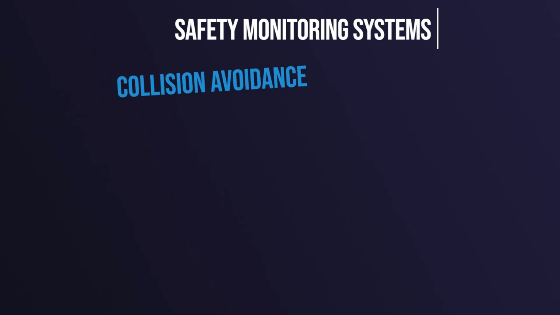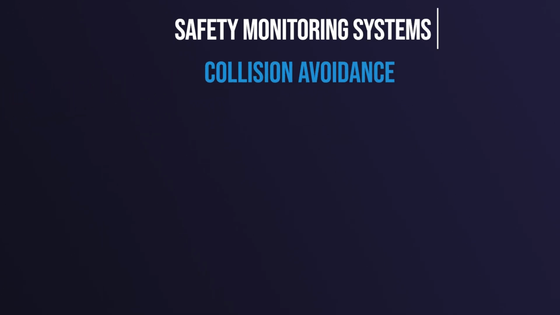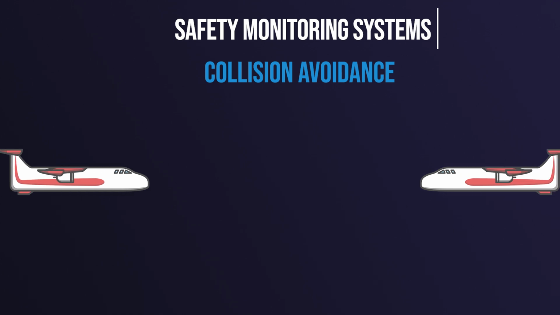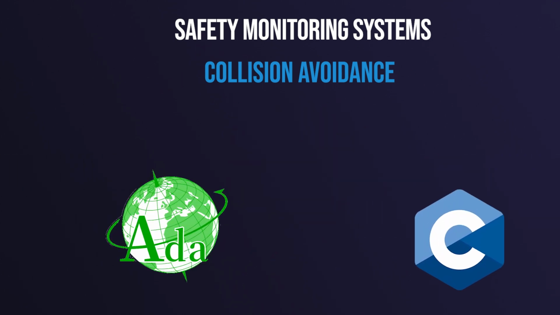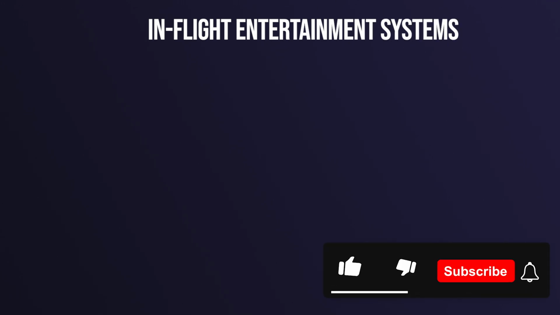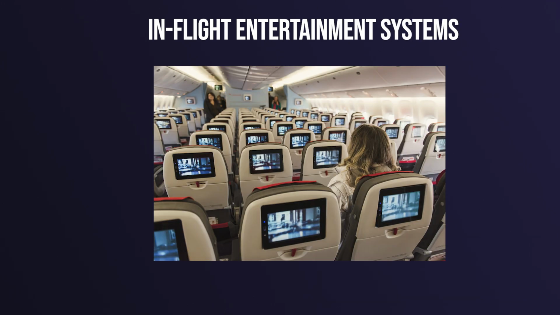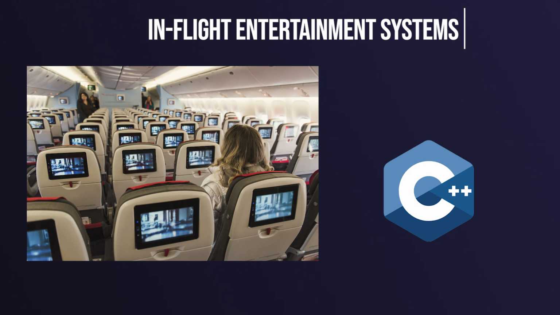Safety monitoring systems such as collision avoidance systems, which prevent mid-air collisions between aircrafts, use a mix of Ada and C. Ada is chosen for its safety-critical features, while C is used for its performance in processing large amounts of data in real time. In-flight entertainment systems, which are typically integrated into seatback screens, are often programmed in C++ for its capability to handle graphics and multimedia content efficiently.